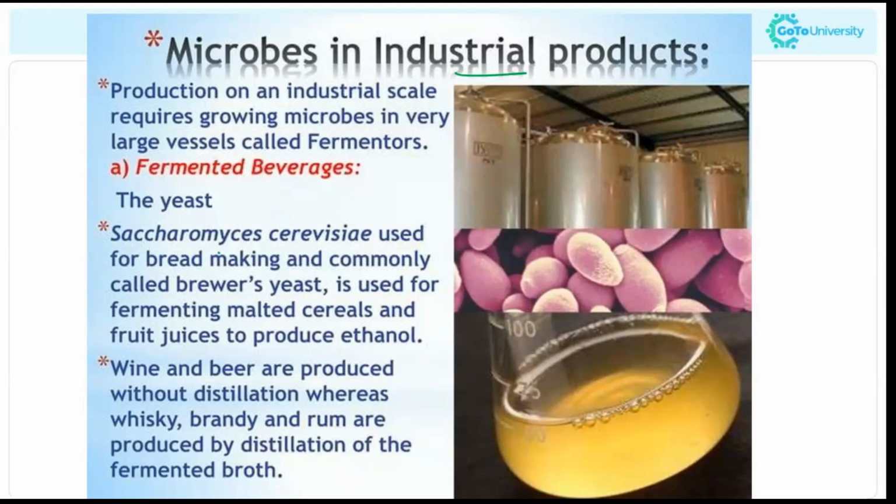As I mentioned, Saccharomyces cerevisiae is used for bread making and commonly called brewer's yeast. It is used for fermenting malted cereals and fruit juices to produce ethanol. In beverages, wine and beer are produced without distillation, whereas whiskey, brandy and rum are produced by distillation of the fermented brew. So industrially, both alcoholic and non-alcoholic beverages use this process, that is fermentation.